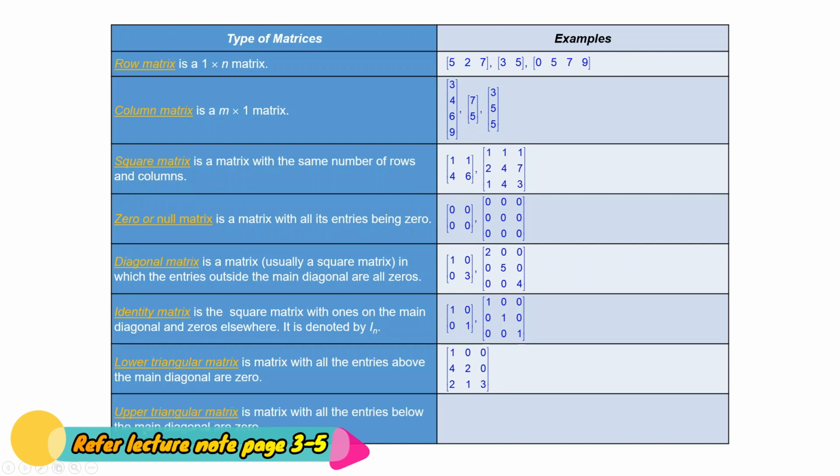And of course, we have another one, the upper triangular matrix. I think you can guess how this matrix looks. An upper triangular matrix is a matrix with all the entries below the main diagonal being 0. For example, this is the main diagonal, 1, 2, 3, and the entries below the main diagonal are 0.